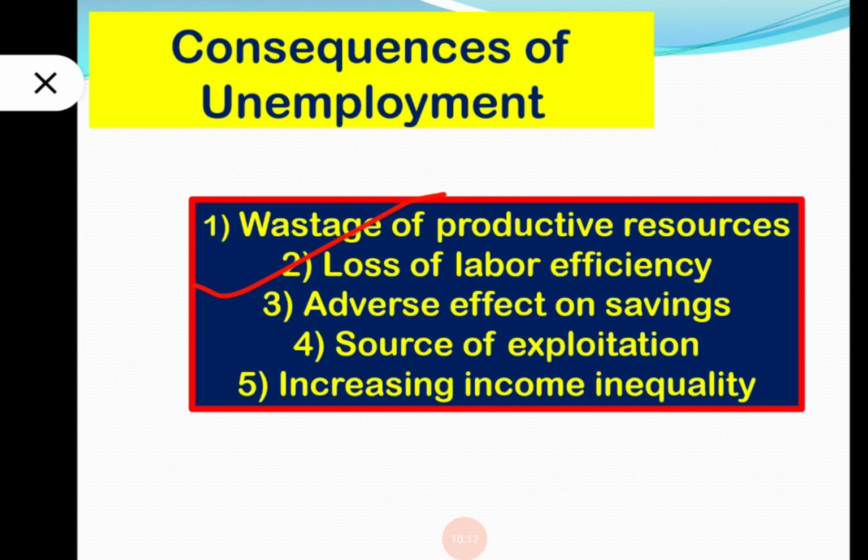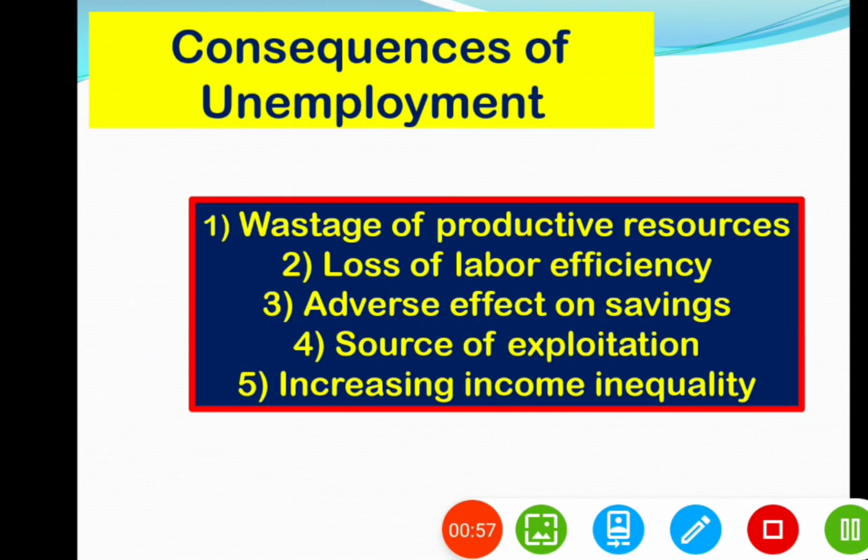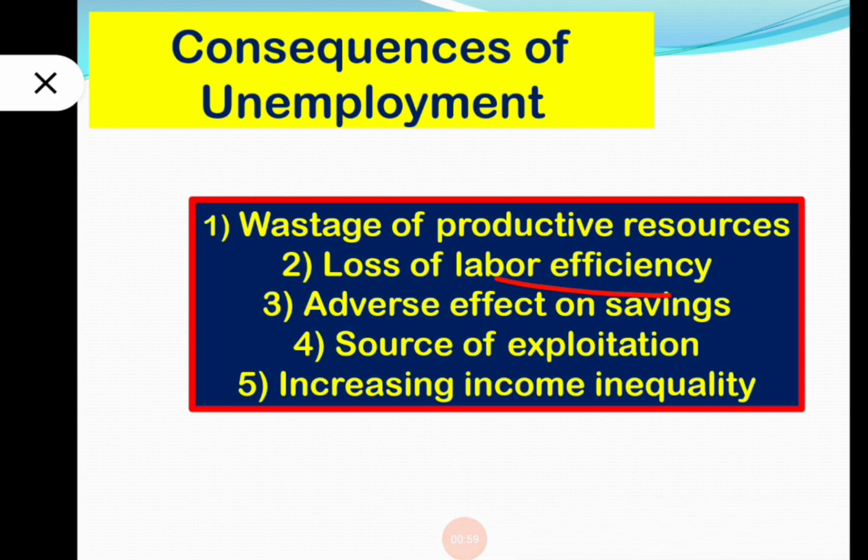Now, going to the third point, now going to the last reason for loss of labor efficiency. To the extent unemployed workers are dependent on earning members for their living and survival, the earning members are also affected by unemployment. The earning members have to support the unemployed members of the family, and these would reduce the standard of living of the gainfully employed workers as well. And obviously, one of the most important consequences of unemployment is a loss of labor efficiency.